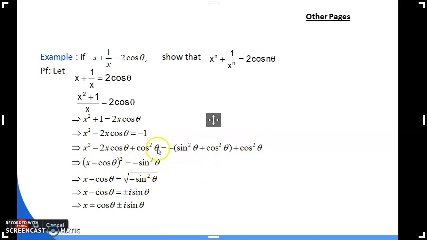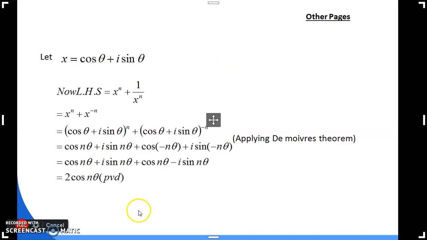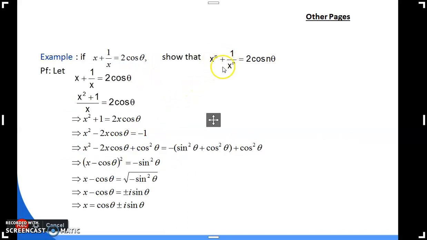So the left hand side is of the form a minus b whole square, meaning x minus cos theta whole square, that equals minus sin square theta. Then x minus cos theta equals under root minus sin square theta. And we know root of minus 1 is i, and root of sin square theta is sin theta. So x minus cos theta equals plus minus i sin theta. That implies x equals cos theta plus minus i sin theta. So let us take x equals cos theta plus i sin theta. Okay, now we have to prove your left hand side equals right hand side.